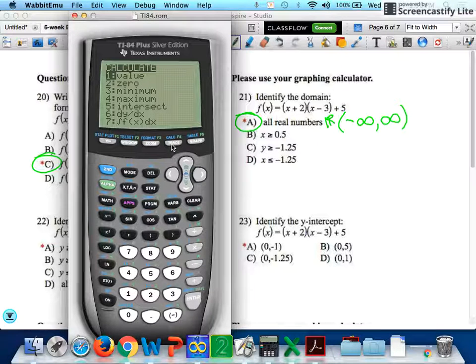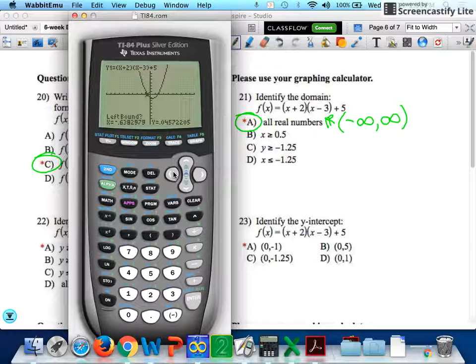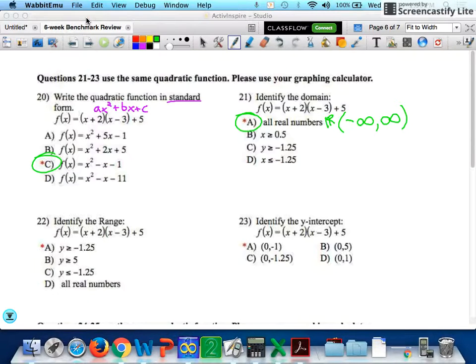So we second calculate. Number 3 is a minimum. And it's going to ask for a left bound. So we go to the left of this minimum. Here's our minimum. We are to the left of it. Press enter. Then we want to go to the right of it. Here's our minimum. We are to the right of it. So you press enter, enter. So that minimum's y value, the lowest y value we ever get, is negative 1.25.